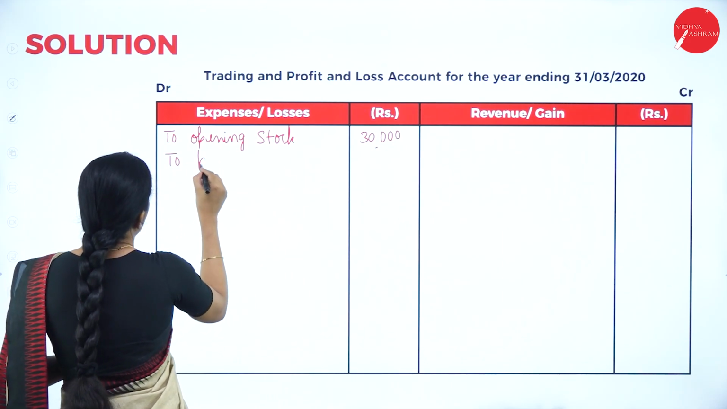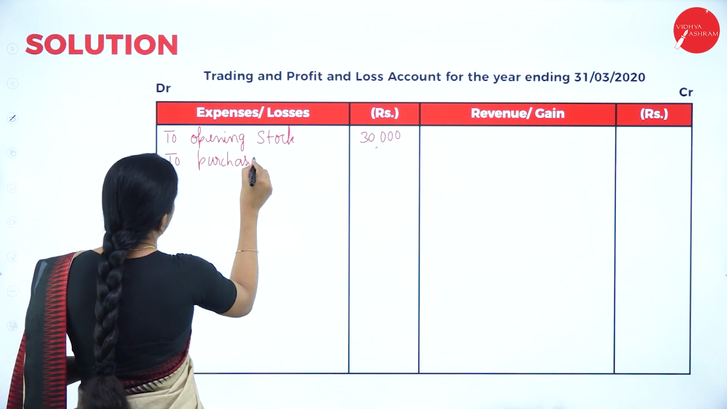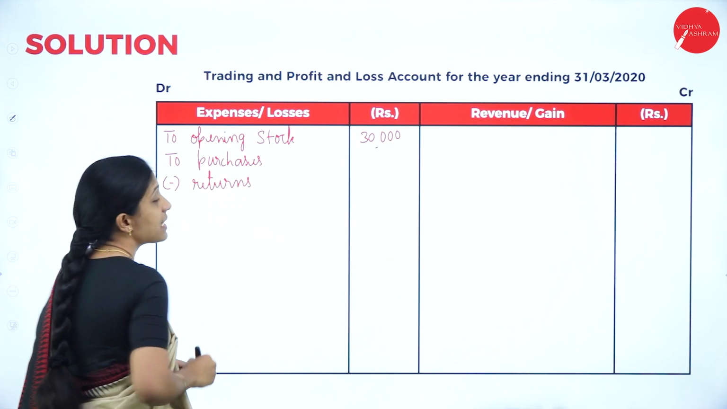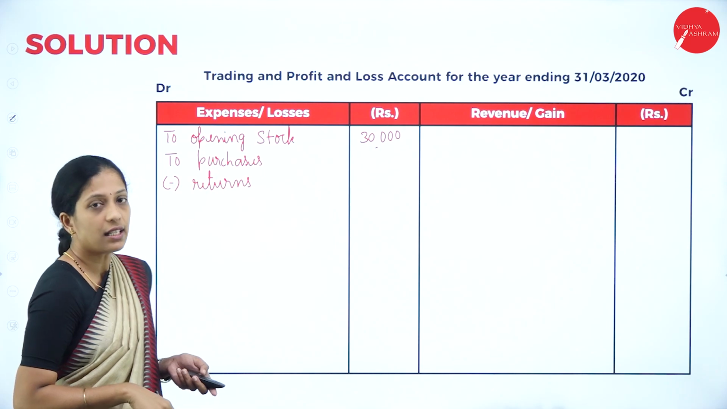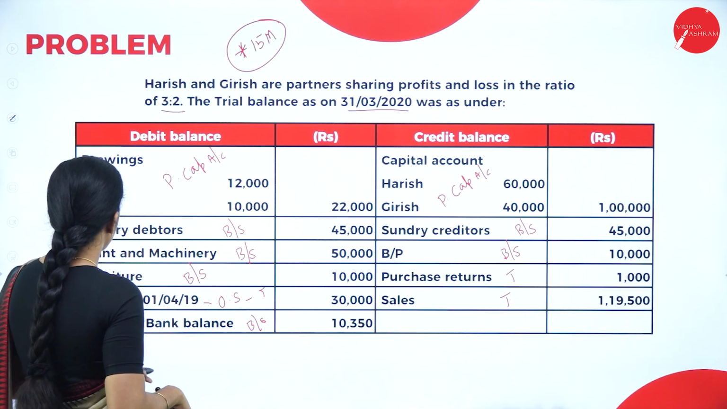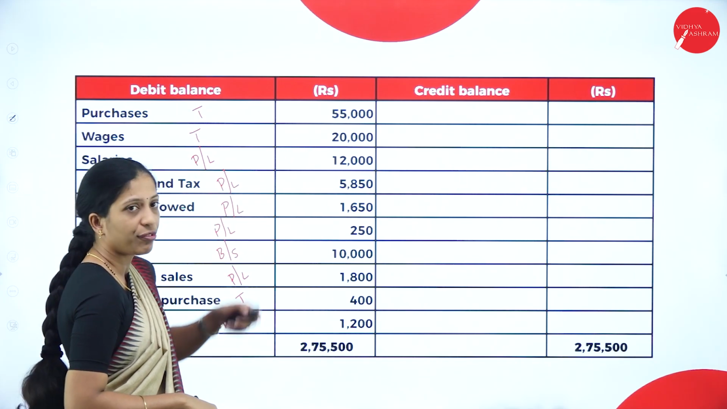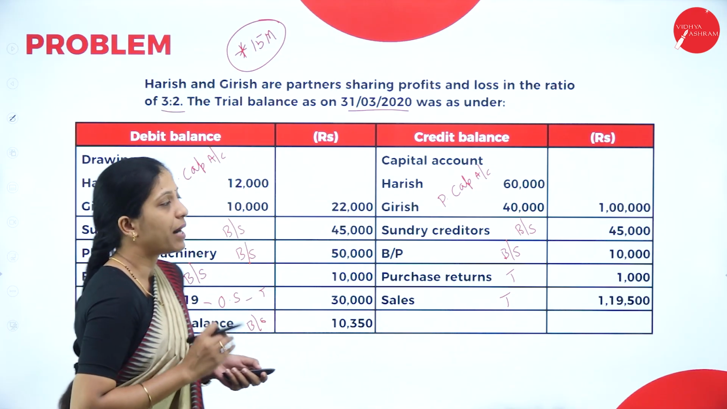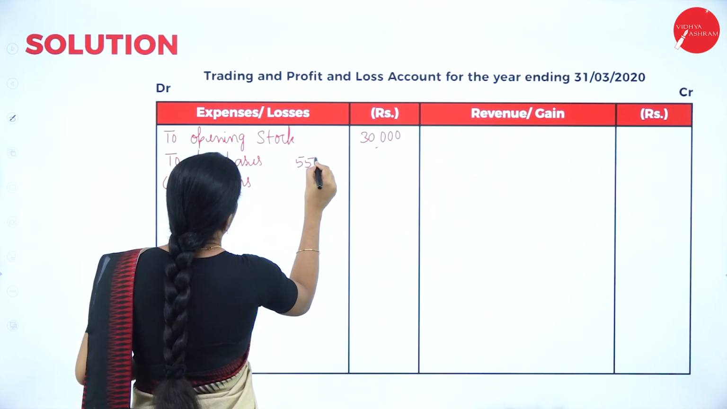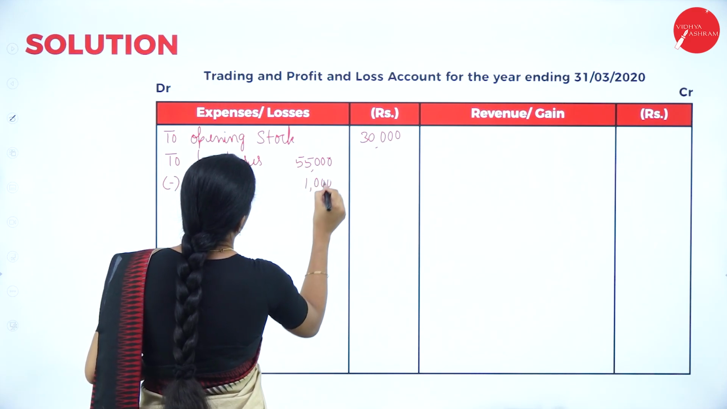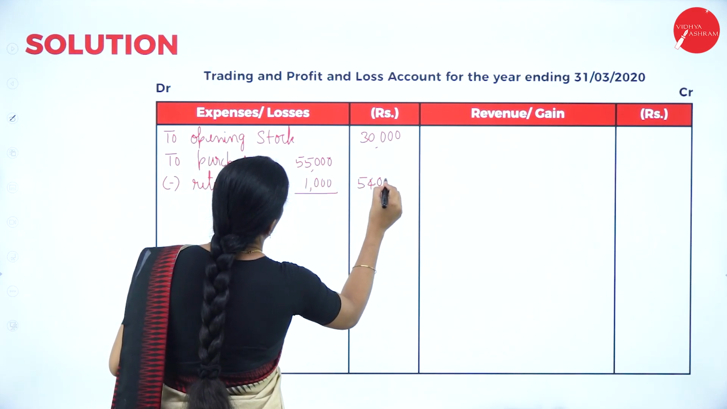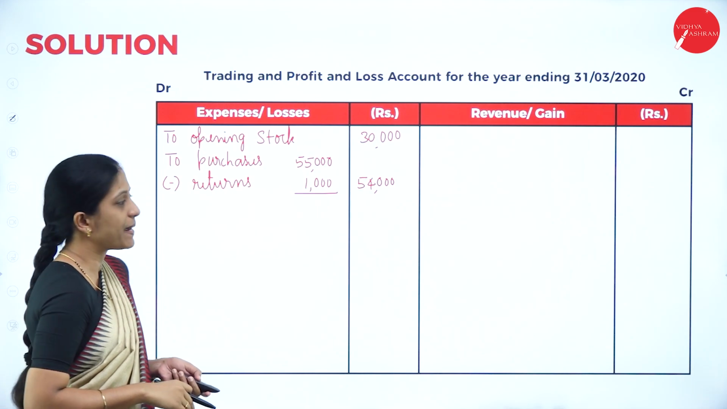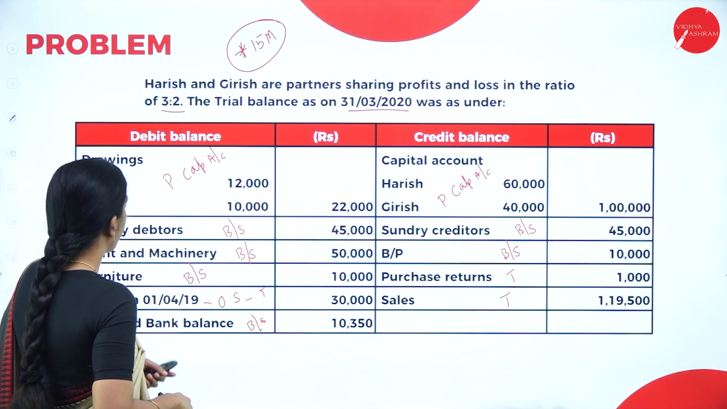To purchases, because we have purchases also and they have given purchase returns. So minus returns. So purchase returns is a credit balance whereas purchases is a debit balance. Now let us see how much purchases they have given. So purchases is 55,000 and purchase return is 1,000. So 55,000 minus 1,000. Write 55,000 in the inner column and 1,000 in the inner column. So outer column it is 54,000. 55,000 minus 1,000. Next you will write all the direct expenses. Let us see what are the direct expenses we have here.